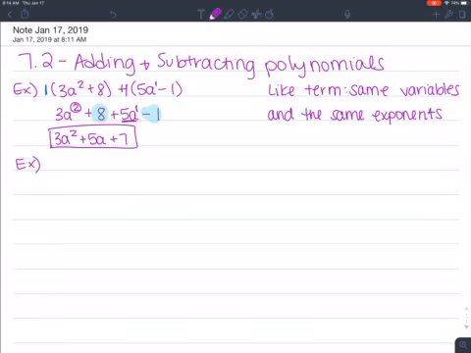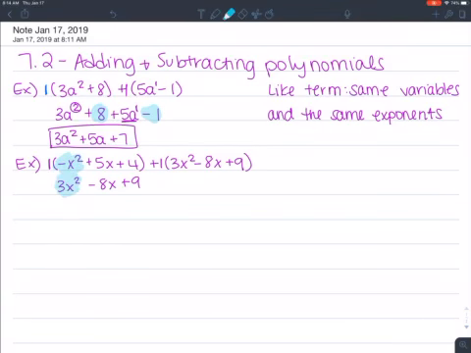Now, another way that you can do this is to stack them vertically. So let's say we have negative x squared plus 5x plus 4, and we're adding 3x squared minus 8x plus 9. Okay, again, I don't need the parentheses because I'm distributing a positive 1, which doesn't change anything. But I could stack this so that it's one on top of the other. Since we're adding, we can just add straight down and see how my like terms are all right on top of each other. Those have the same variable with the same exponent.